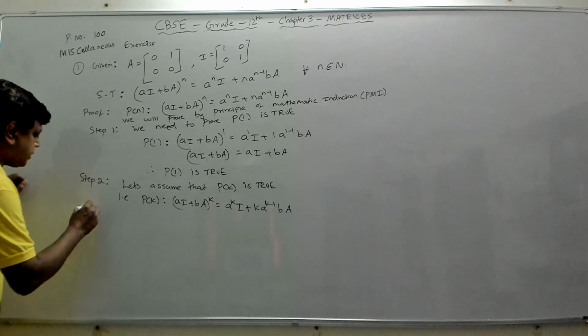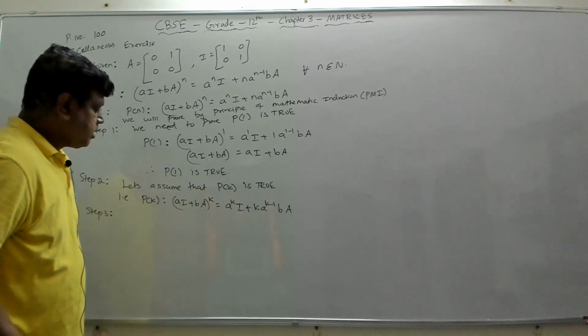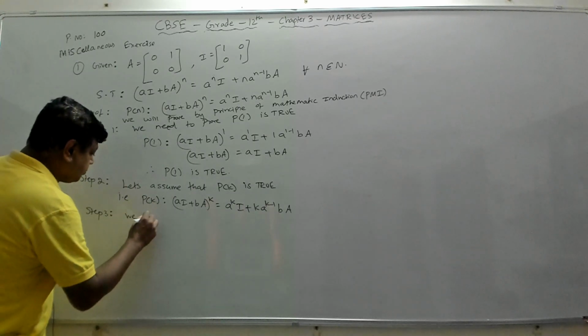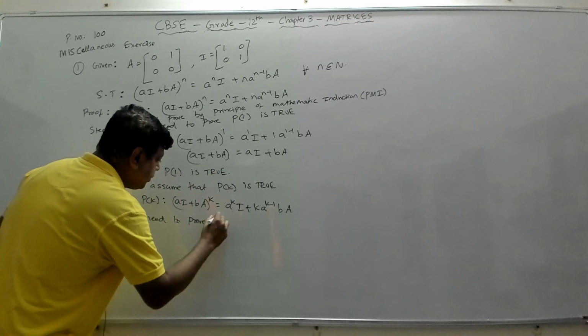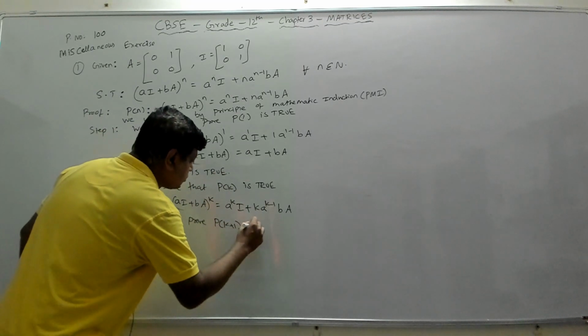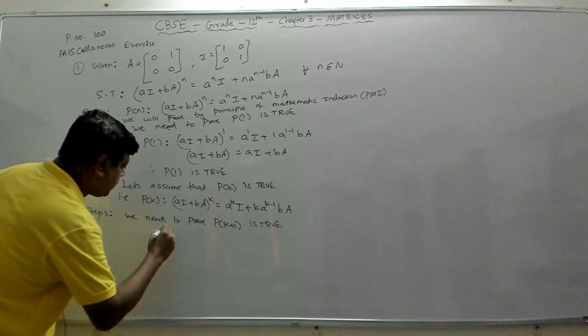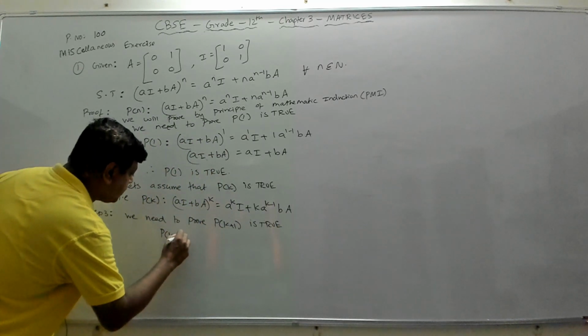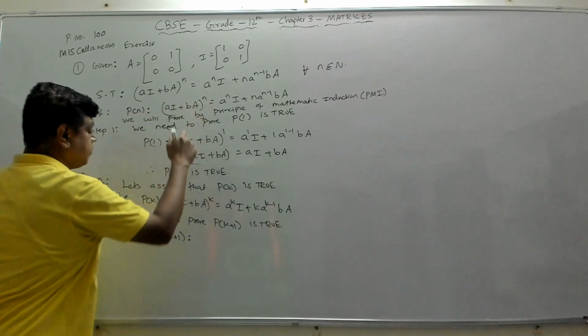Now step 3 is we have to prove. We need to prove P of k plus 1 is true. You have to prove that P of k plus 1 is true. And what is P of k plus 1? The P of k plus 1 statement is: wherever n is there, we have to put k plus 1.